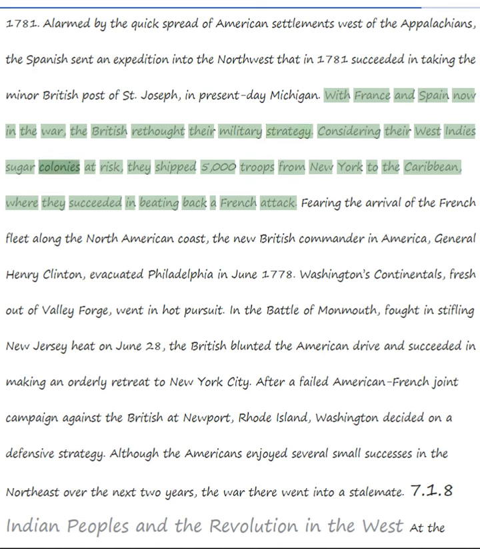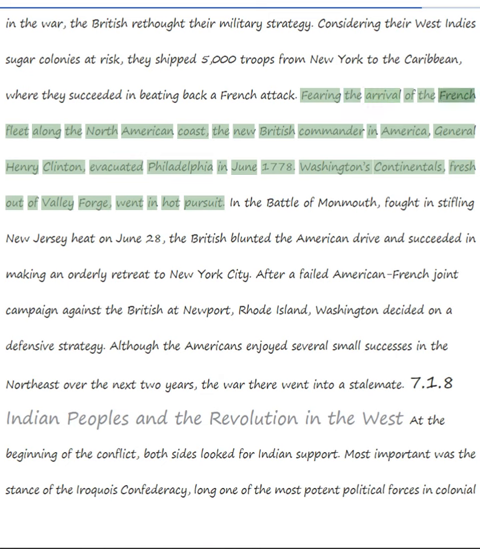Considering their West Indies sugar colonies at risk, they shipped 5,000 troops from New York to the Caribbean, where they succeeded in beating back a French attack. Fearing the arrival of the French fleet along the North American coast, the new British commander in America, General Henry Clinton, evacuated Philadelphia in June 1778.